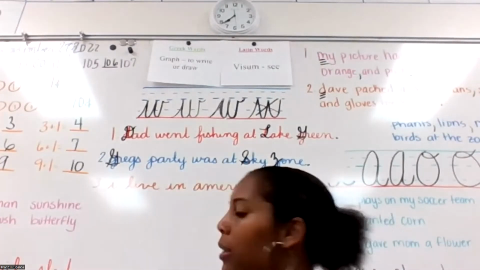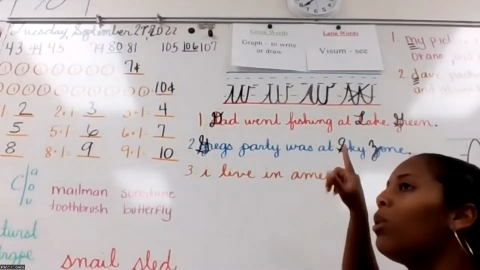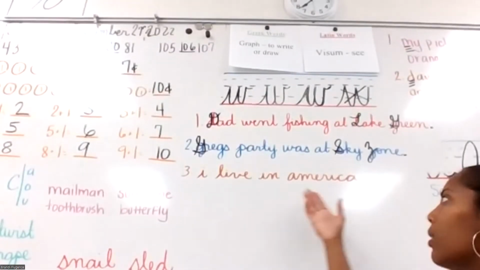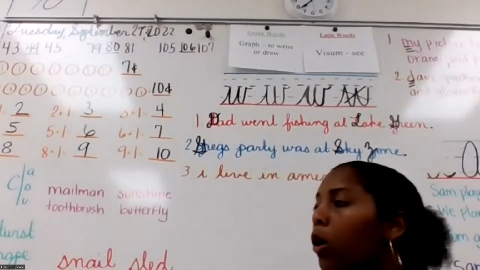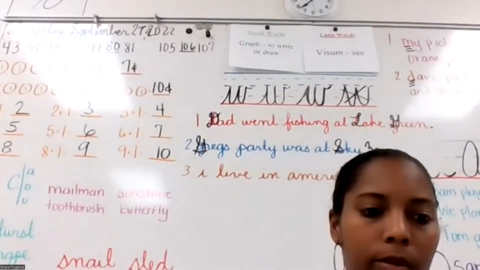All right, number three is basic. It'll have just one. So number three says, I live in America. What's our proper noun of a place in this sentence? America. So that means when I write it, I should have a capital A. So go ahead and do number three.